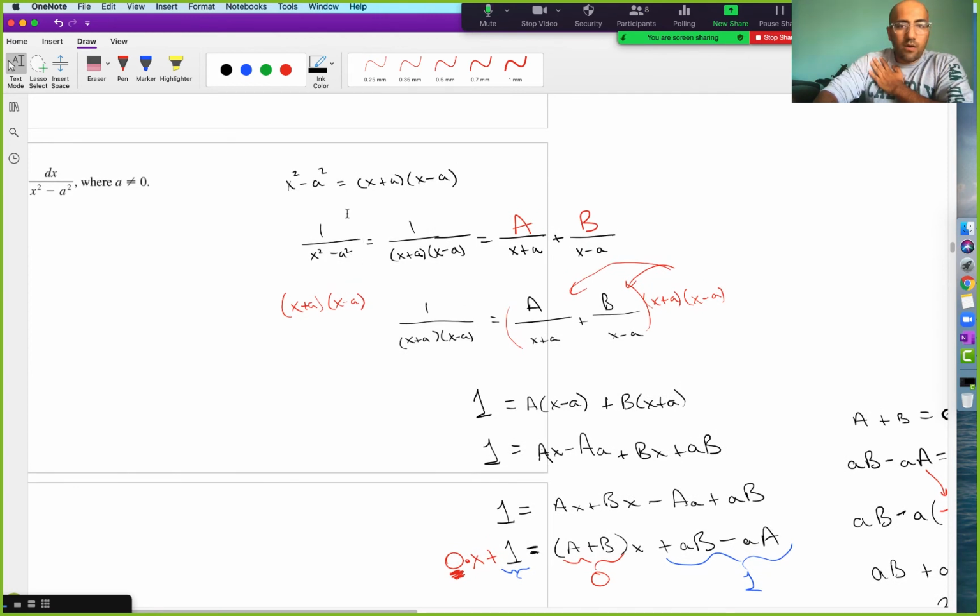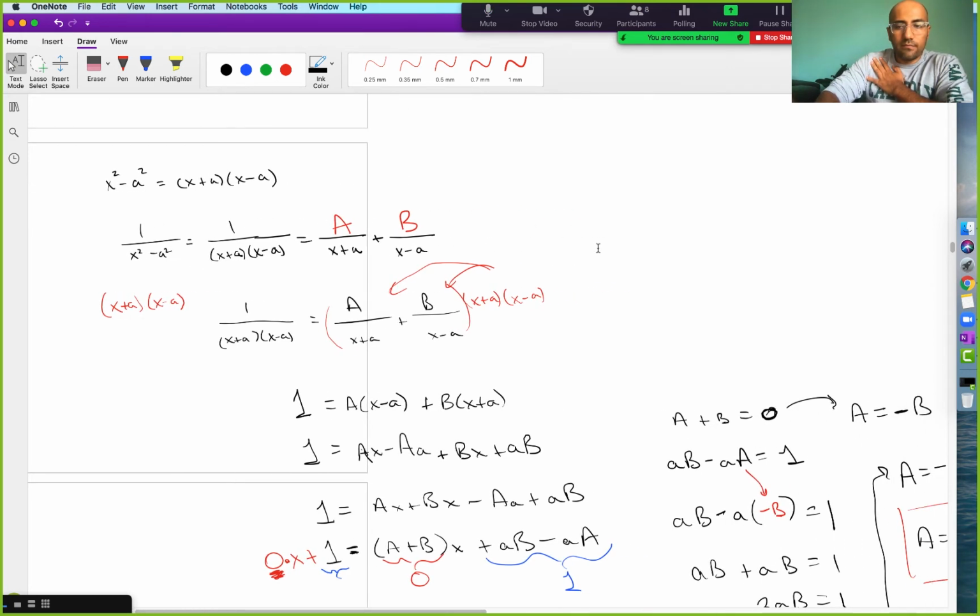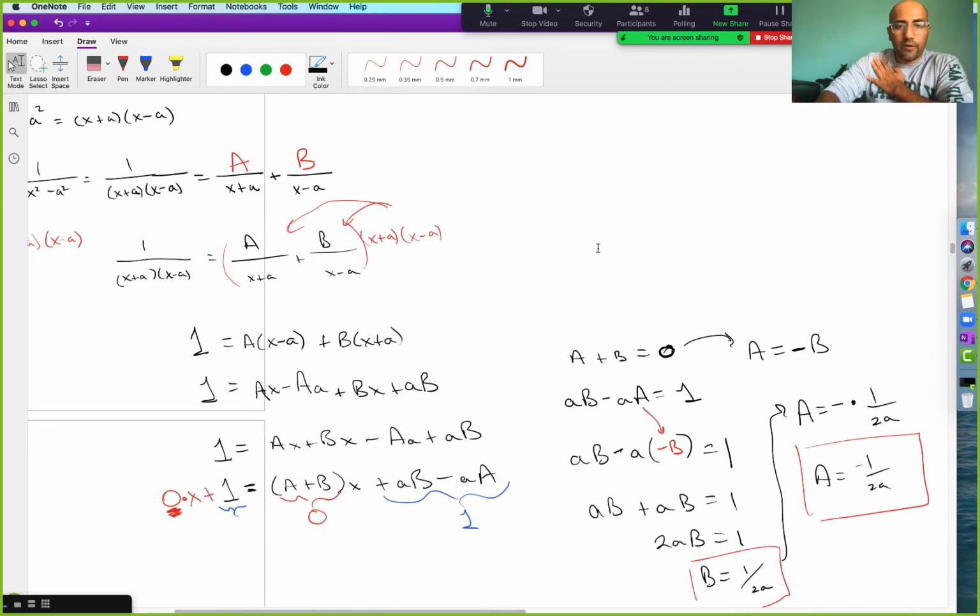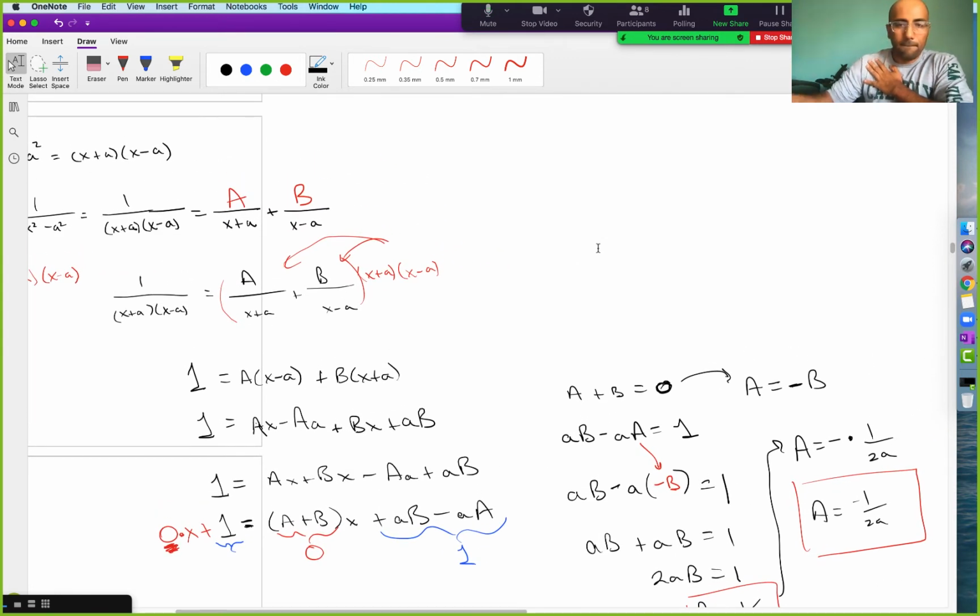So we started out with this thing here. We want to integrate it. We want to figure out how to break it up. We know that it separates into the summation of these two. And after a whole lot of work, we figured out that this guy right here must be equal to negative 1 over 2a, whereas this guy must be equal to 1 over 2a.